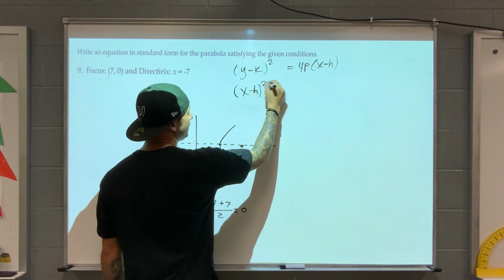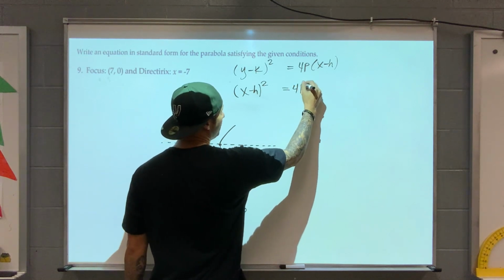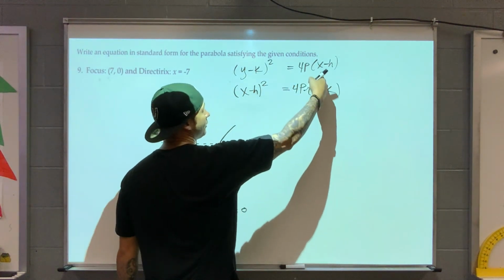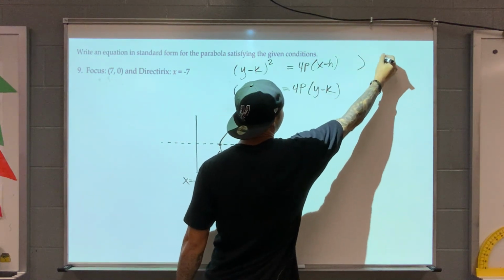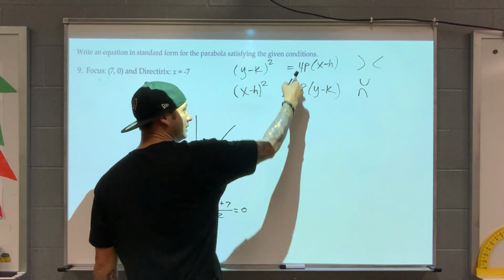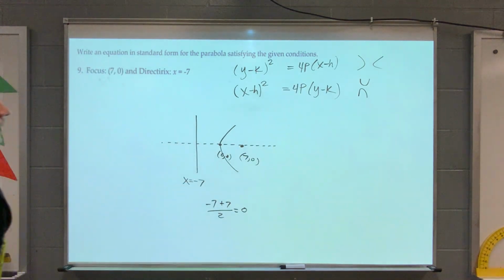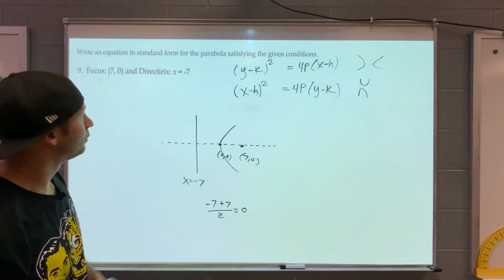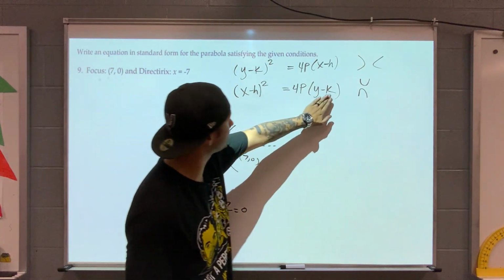X minus h squared, 4p. This is going to be y minus k. All right, so this one opens left and right. This one opens up or down, depending on what this is, right? Okay, so let's put it all together. What do we need? I need the vertex first.